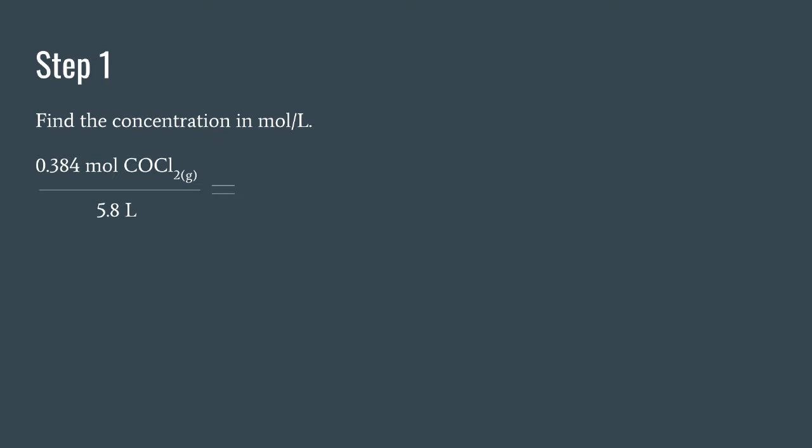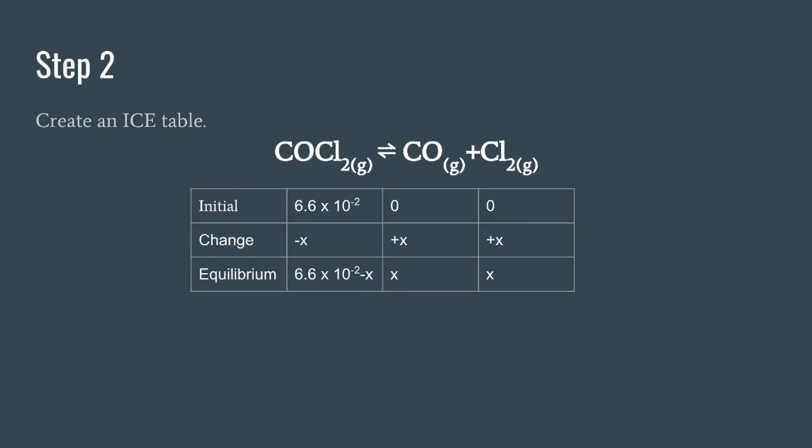Step 1. Find the concentration in moles per liter. So we just talked about having the moles, and we talked about having the liters. So we can use 0.384 moles of phosgene, and divide that by 5.8 liters to get 0.066206, or 6.6 times 10 to the negative 2 moles per liter.